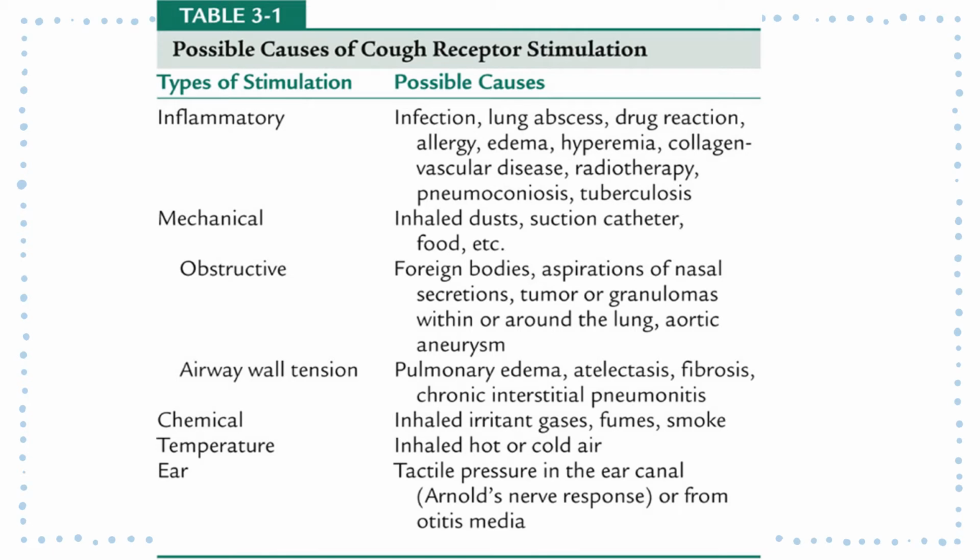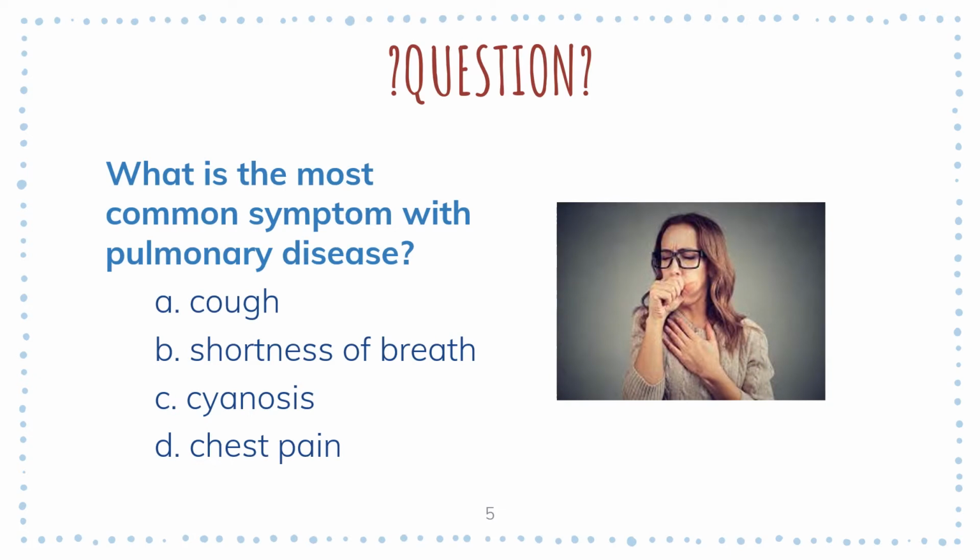So this kind of basically sums up a lot of what I just mentioned. This comes from Wilkins in Chapter 3. Okay, so what is the most common symptom of pulmonary disease? Well, what we've been talking about in the picture of what that lady's doing, cough would be your correct answer there.